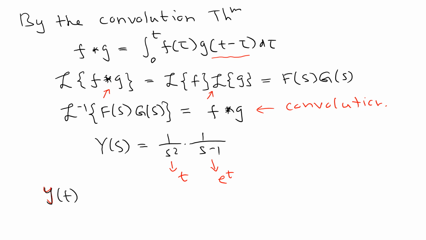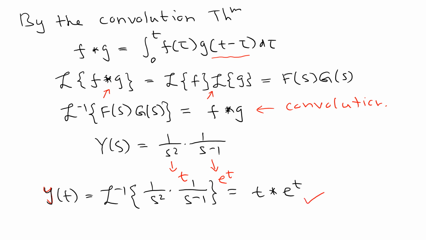So if you take the inverse, y(t) is simply the inverse of that, because this is a product between those two functions. By the convolution theorem, this is simply going to give you t convolution e to the t. So it's in the convolution domain, that's the answer. We're done with the convolution domain, but we normally don't leave the answer like that.